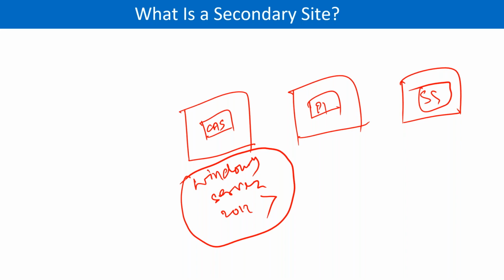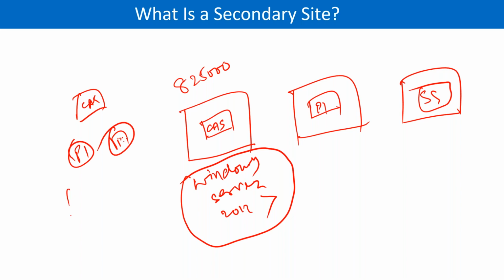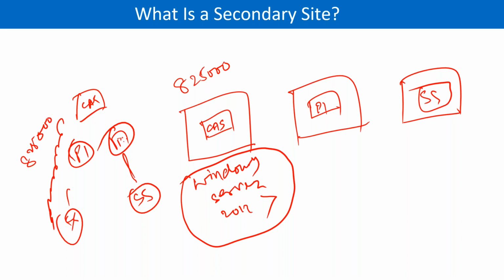Now the capability of central: 825,000 devices. In total, in the hierarchy, it's not separate. CAS can manage up to 825,000 devices in a hierarchy of central, then primary sites, then secondary sites. So in total, the number of devices from central to primary to secondary is 825,000.